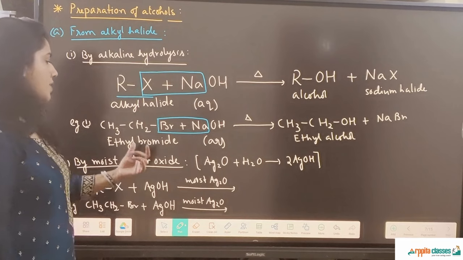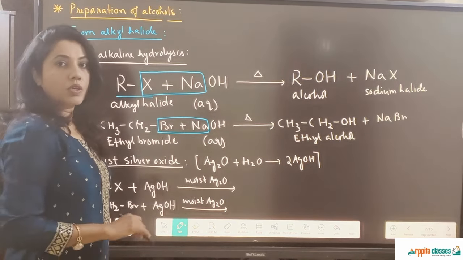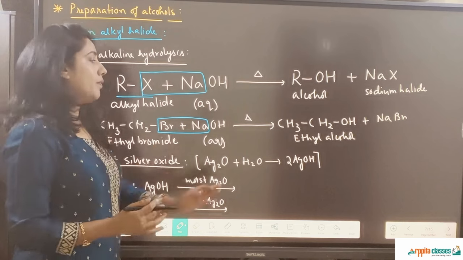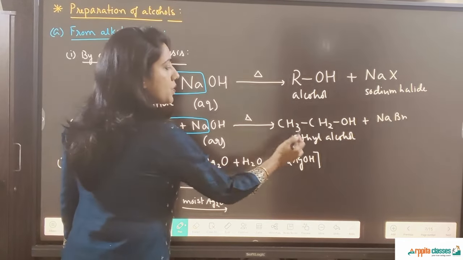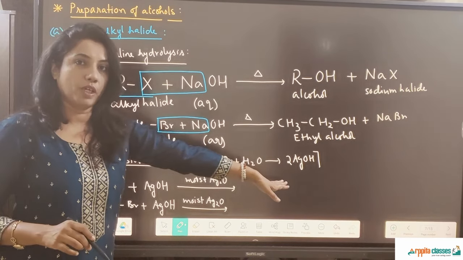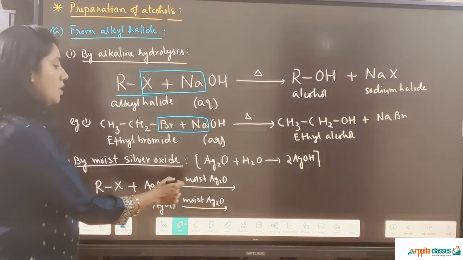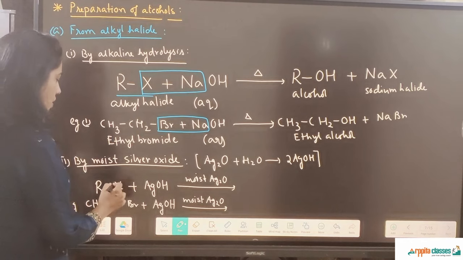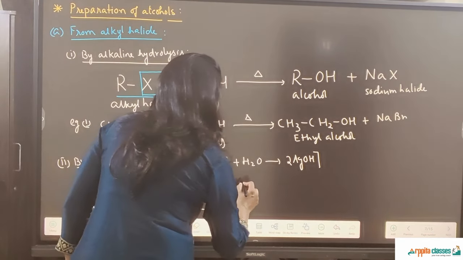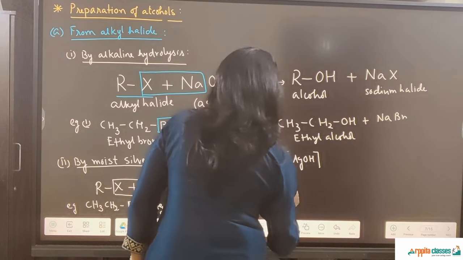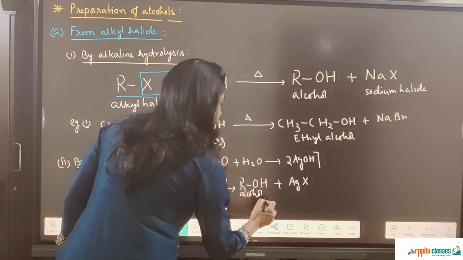The second method is from moist silver oxide. Moist silver oxide means silver oxide along with water. First of all, moist silver oxide will give you AgOH, that is silver hydroxide. When silver oxide reacts with water, it gives you silver hydroxide. So that's the main reagent over here. So this is my alkyl halide. I am treating this with AgOH. AgOH is coming from moist silver oxide. So what happens is AgX comes out and R and OH combine together. So we get ROH, that's our alcohol, plus AgX as our byproduct. So this is my alcohol.